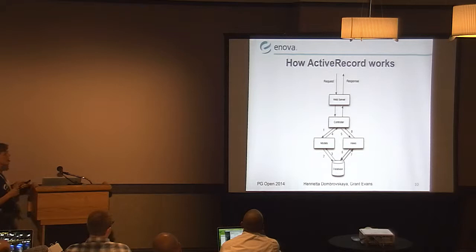So here the user hits whatever, then it goes to the web server, then it goes to the controller, then to the model, then to the views, and then, okay, anyway, it gets to the database. So what's wrong with this picture?